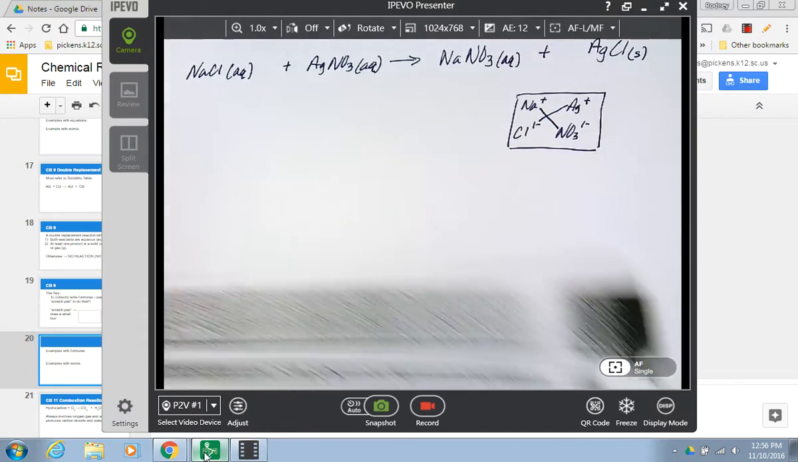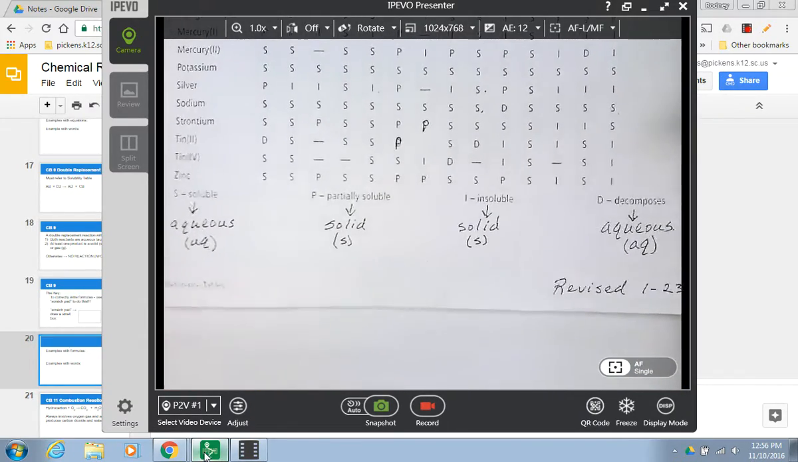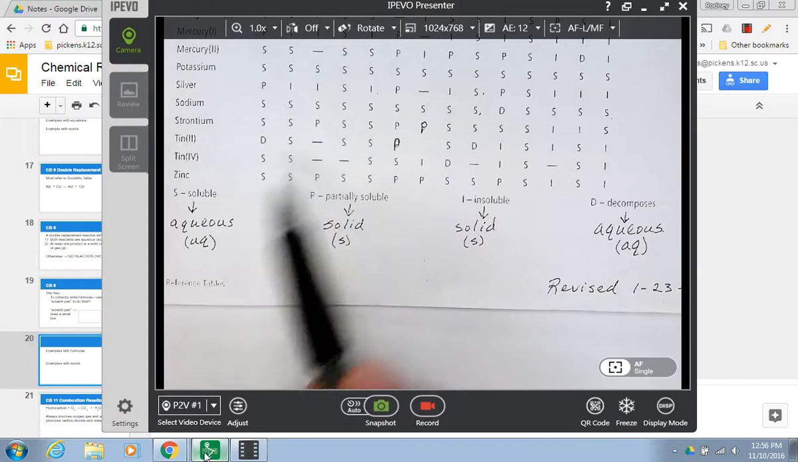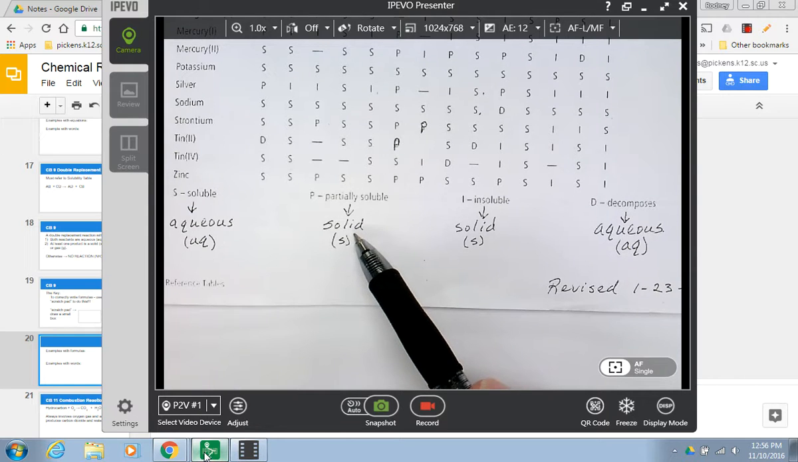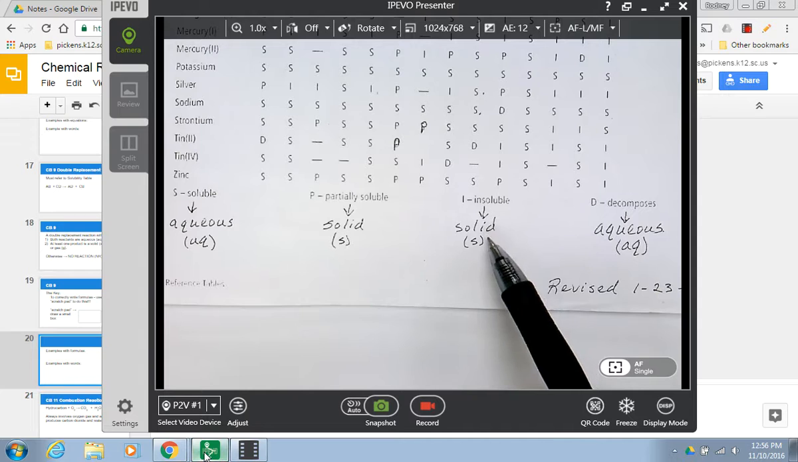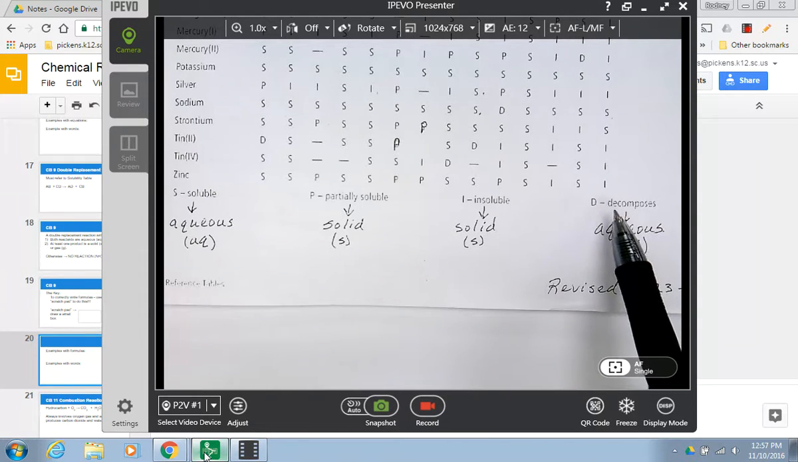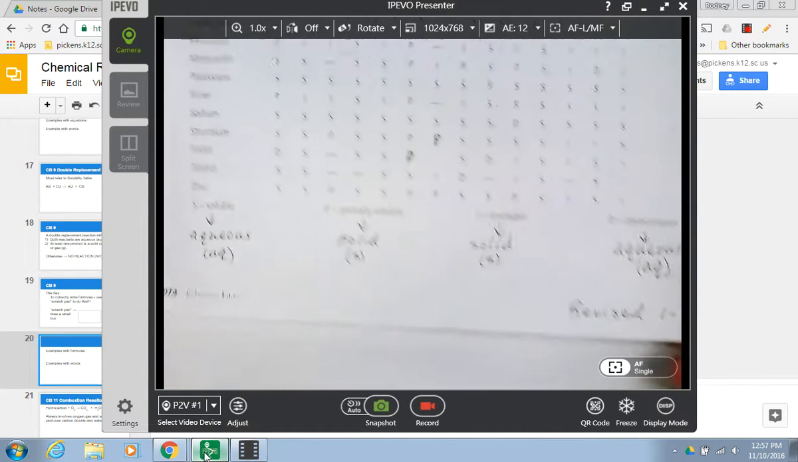In fact, at the bottom of the solubility table that I gave you in class, I sort of helped you out. So S on the table means it's aqueous. P means it's partially soluble, so that means we're going to count it as a solid because it will produce a precipitate. I is insoluble, so we'll count it as a solid. And if it says a D, that means it decomposes, and we're just going to count those as aqueous. So these will be the symbols that you're going to use for each one of those.